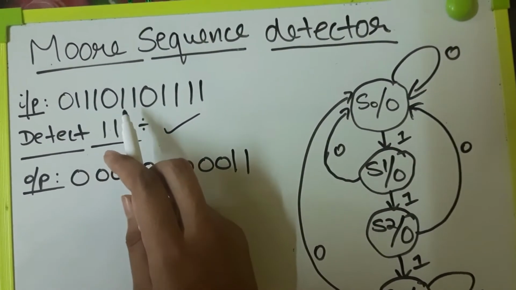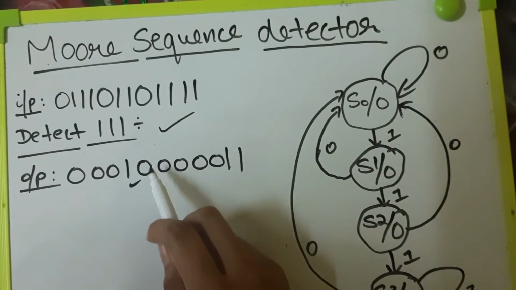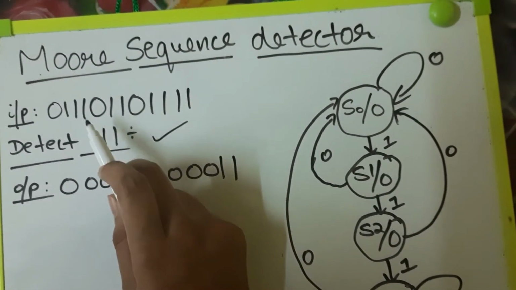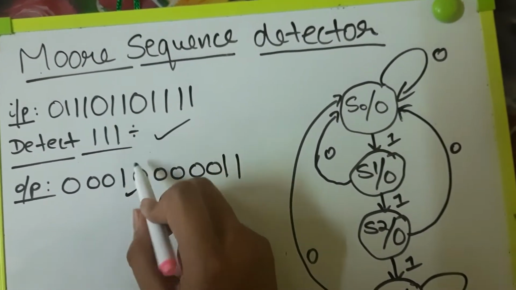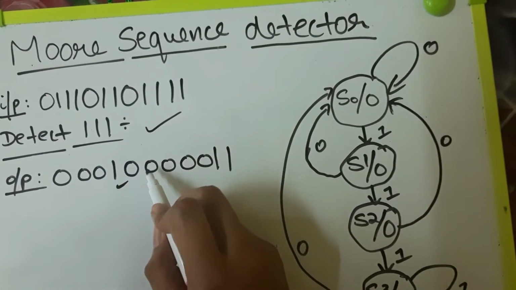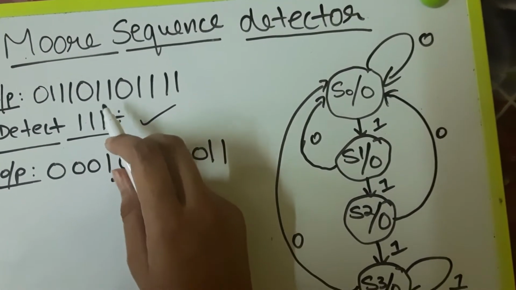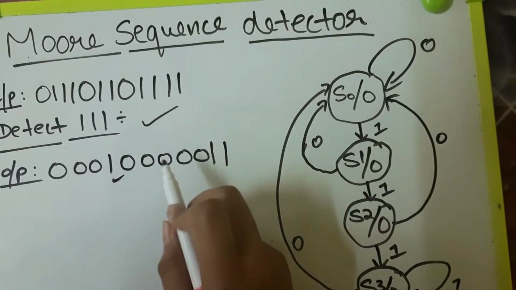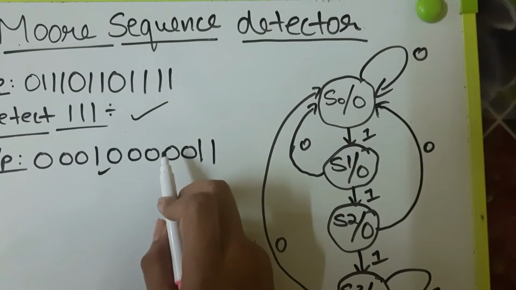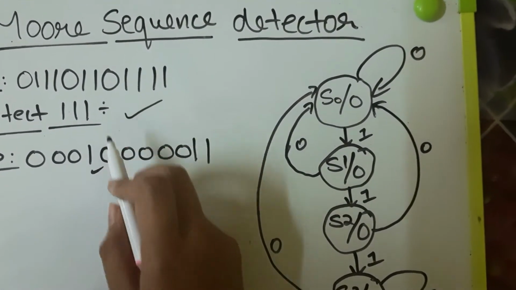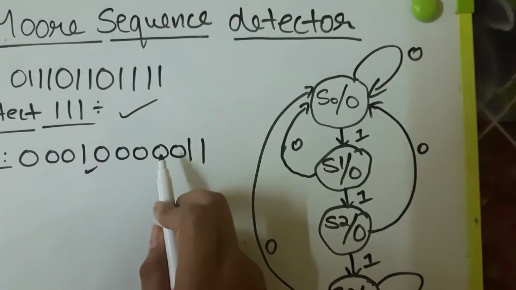Same way, next 0, I'll write 0. Then 1. What we get here is 1, 0, 1, which doesn't match 1, 1, 1. So again 0. Then followed by 1, 1. They don't match. So 0, 0. And then 0 again. And final 0.